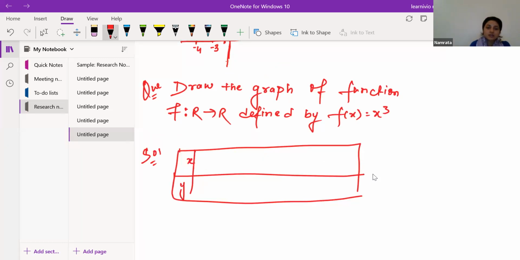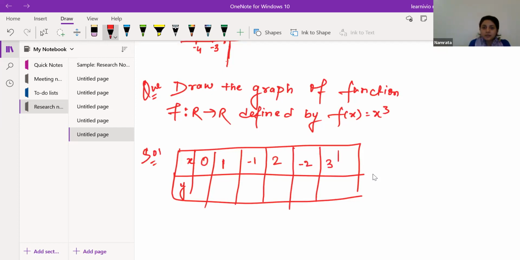x, y, or f of x. We can take x as 0. x can also be taken as 1. Then -1. I am taking smaller numbers so that it will be convenient for us to analyze the graph. 2, -2, 3, -3. And we can take any random value for x. Now let's calculate y for that.